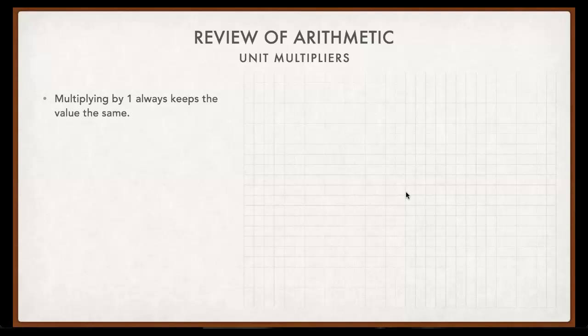We can do this by keeping in mind that multiplying by 1 will always keep the value the same. We want to keep that distance that we're measuring the same, and we can do that by multiplying by 1 to change the appearance of it, change the form of it. We're going to change the numeral, but not change the number.